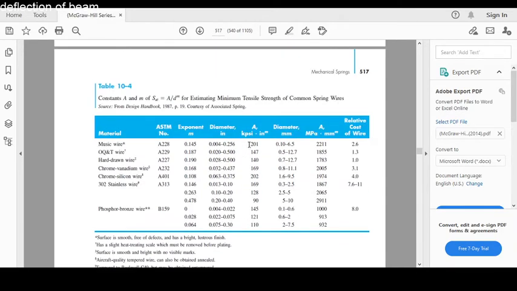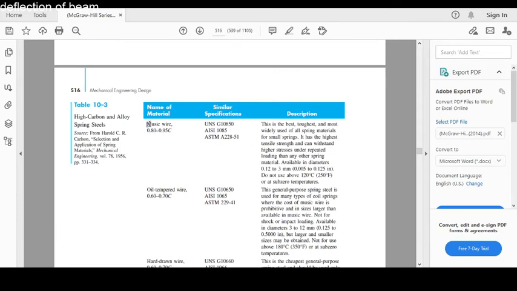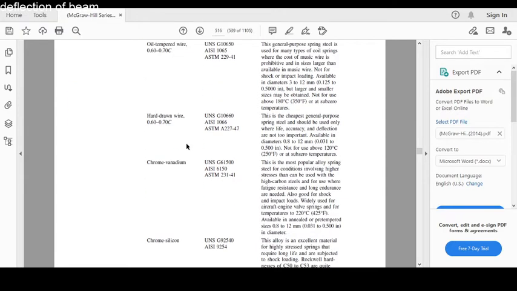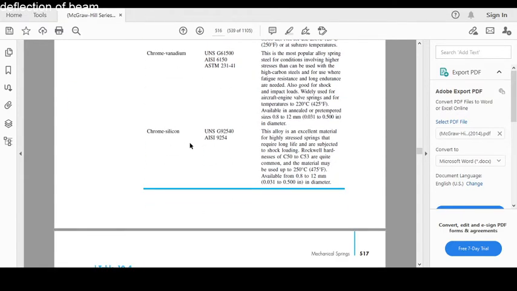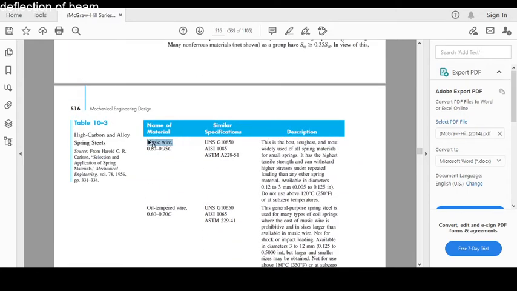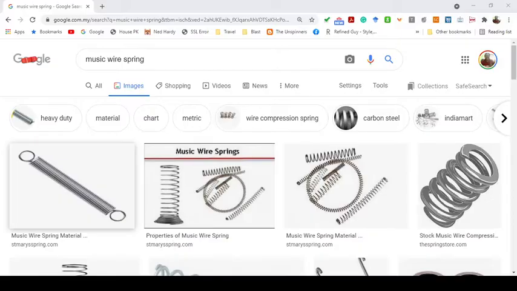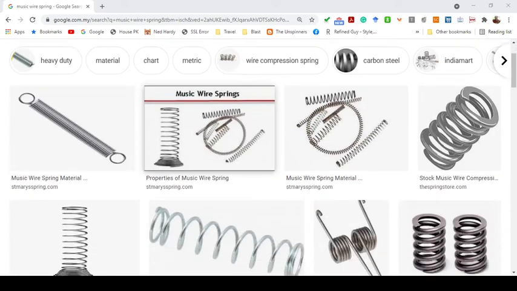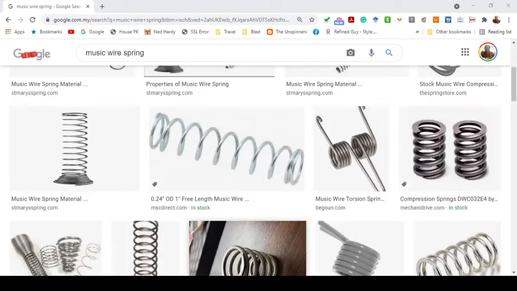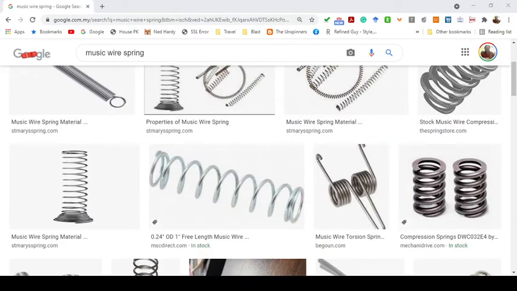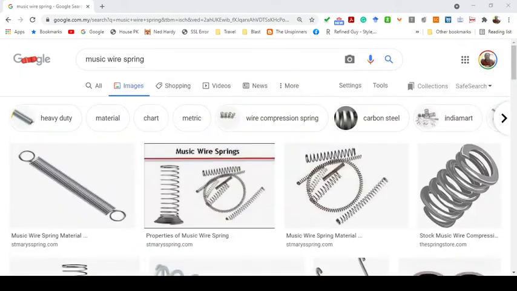Now before we go further, I just Googled the names of these materials: the music wire, the oil tempered wire, the hard drawn wire, chrome vanadium, and chrome silicon, just to see the images to help you understand better. What is called a music wire spring? This is called a music wire spring. The spring itself is small, and the diameter is small. It's called the music wire spring.